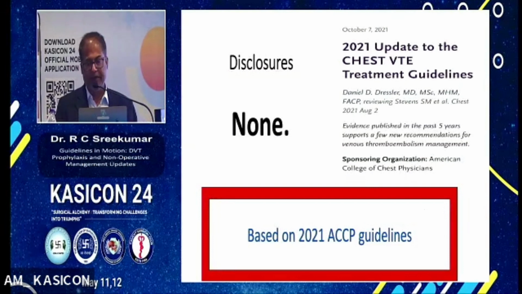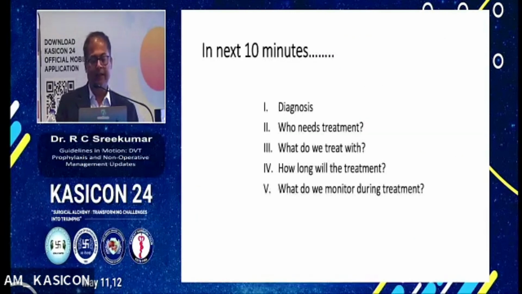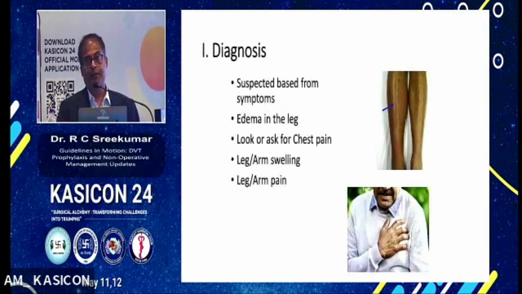My talk is based on the 2021 updates by the American College of Chest Physicians, which were later remodeled in 2022. As per these guidelines, I'm making some points. We are looking at 5 questions: how to diagnose DVT, who all needs treatment, how do you treat, how long will you treat, and do we do any monitoring during the phase? Diagnosis is most often confused.